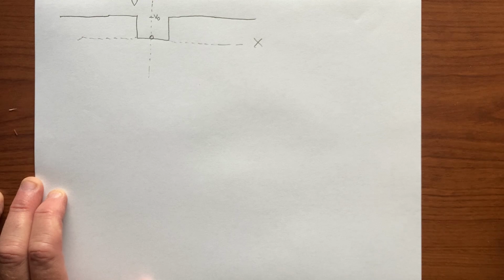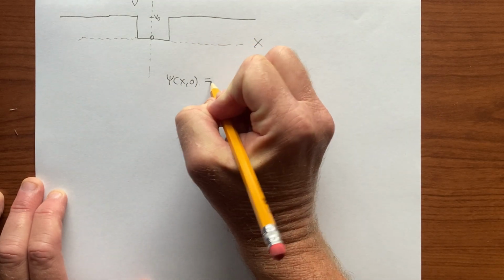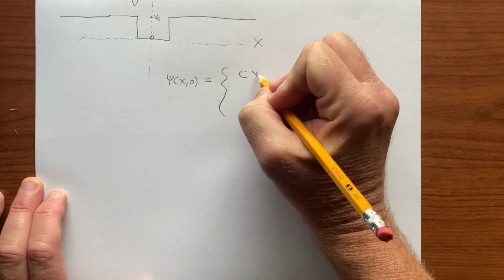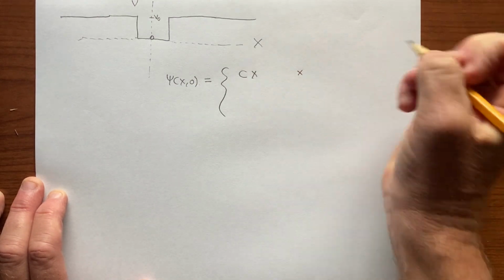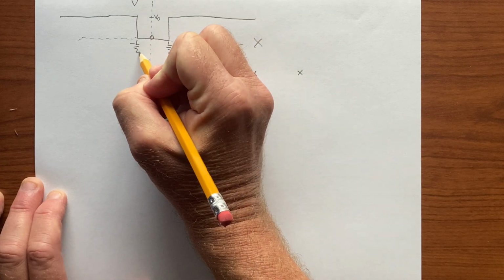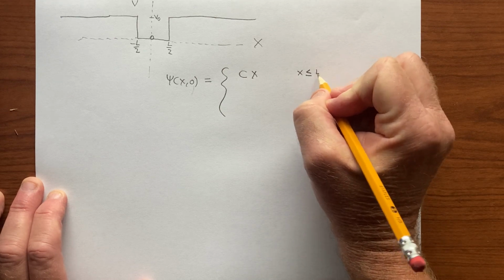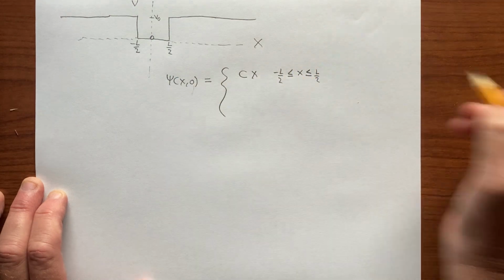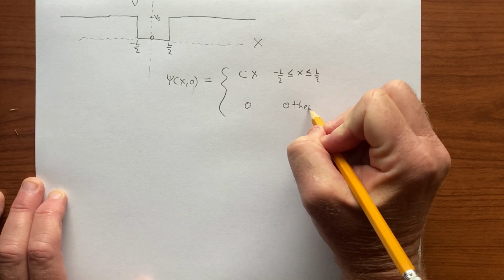But at say t equals 0, we have a wave function, which is some c times x for, well, let's say that this is L over 2 and this is minus L over 2. So let's say for that range, this is the wave function, and 0 outside that range.